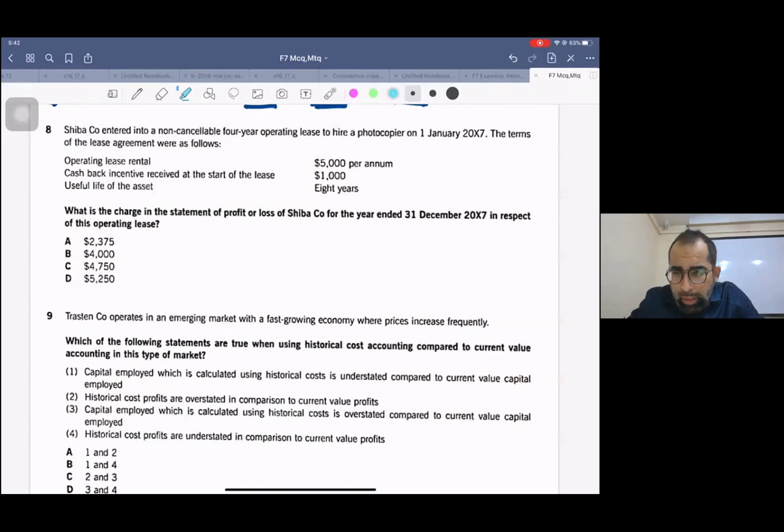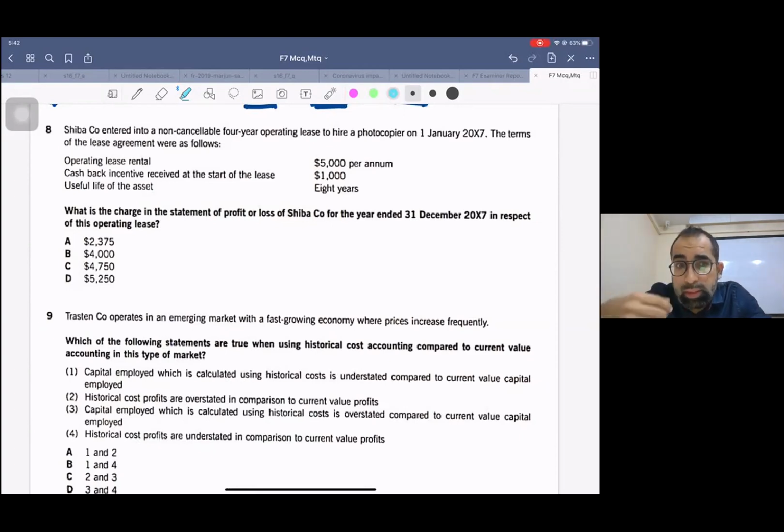Okay. And now, according to the new IFRS 16, there are only two possibilities where you can use the operating lease. The first one is low value asset, and the second one is if the lease term is less than 12 months. Then you go for operating lease.